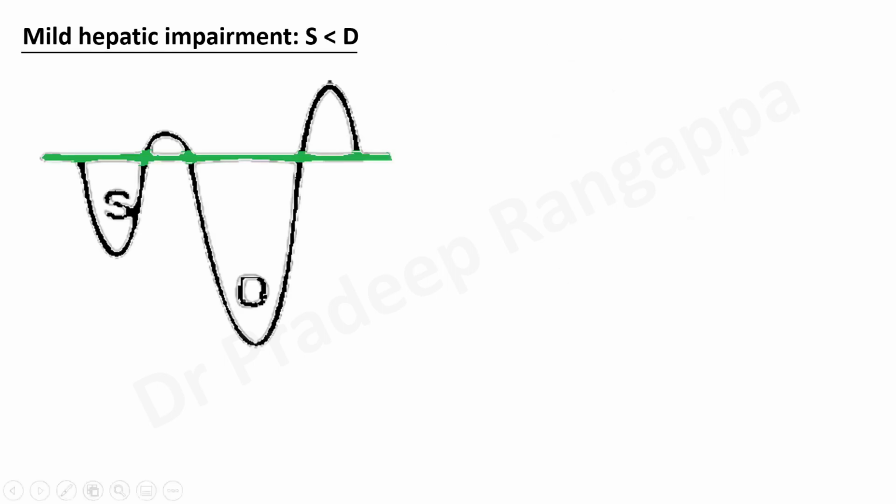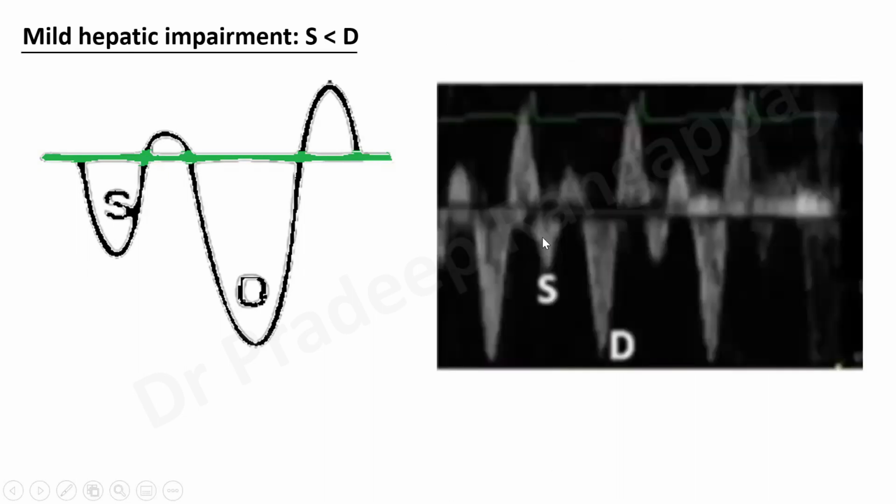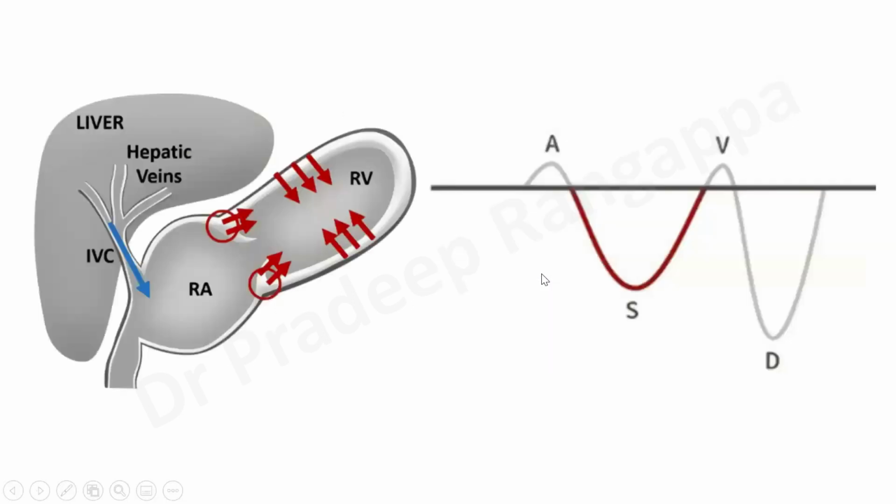So if there is a mild hepatic impairment, when I say mild hepatic, when there is hepatic congestion, the systolic becomes less than diastolic. So you saw normal is S should be more than D. If there is a mild hepatic impairment, systolic becomes smaller than diastolic. And in the Doppler images, it looks like this. Ideally S should be more and diastolic should be smaller. Here you see systolic becoming smaller than the diastolic. The reason for that is there is an increase in the congestion and there is a back effect from the RV that is getting reflected on the vein. And that's how you would see the systolic being smaller than the diastolic.